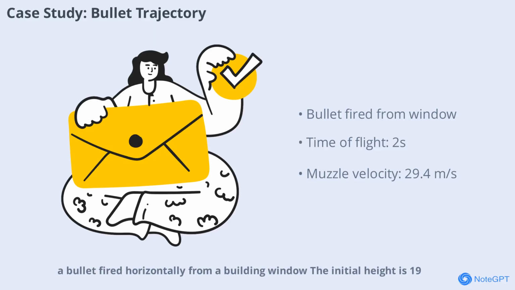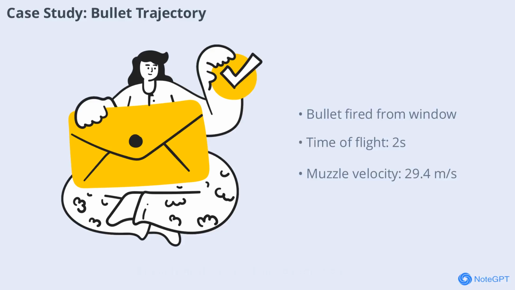Let's walk through a real forensic example involving a bullet fired horizontally from a building window. The initial height is 19.6 meters, and the bullet lands 58.8 meters away. By applying the vertical motion equation, investigators first solve for the time of flight, finding it to be 2 seconds. Next, they use the horizontal equation to calculate the muzzle velocity, which comes out to 29.4 meters per second. This step-by-step approach reveals critical details about the shooting.